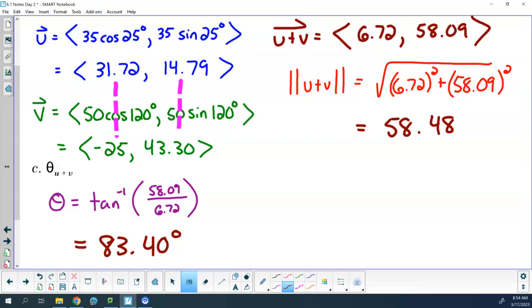All agree? And in our brains, we can think that that angle has got to be closer to 90 because our horizontal component is only like 6, but our vertical component is like 58. So we're almost going straight up.